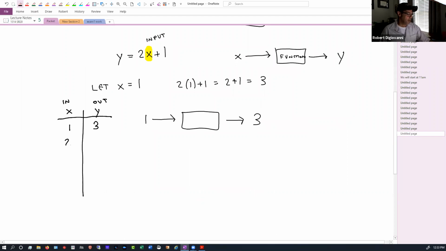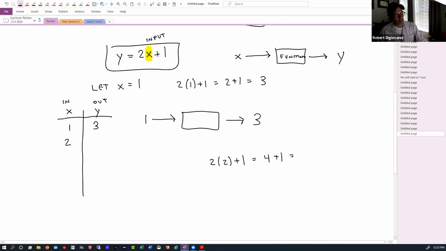So what happens if we plug in 2? Well, if we plug 2 into this machine, it's 2 times 2 plus 1. That'll be 4, because you have to do multiplication before the addition, plus 1, which equals 5. So if we plug in 2, we get 5. And we could keep doing this. If we plug in 3, we get 7. If we plug in -1, we get -1. You can check that yourself.